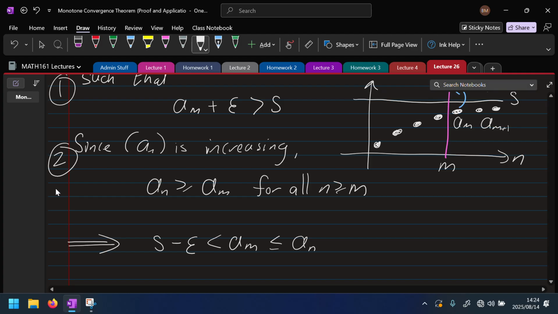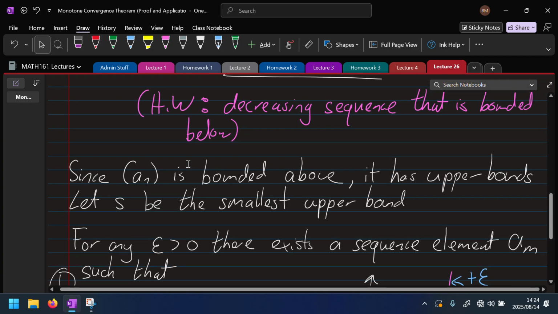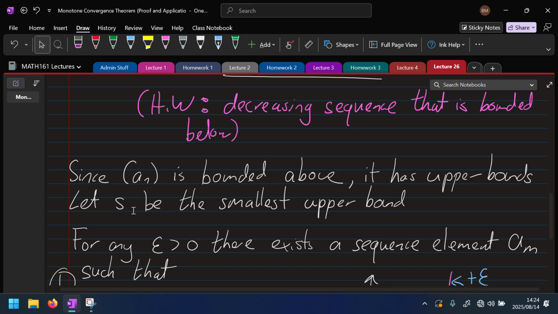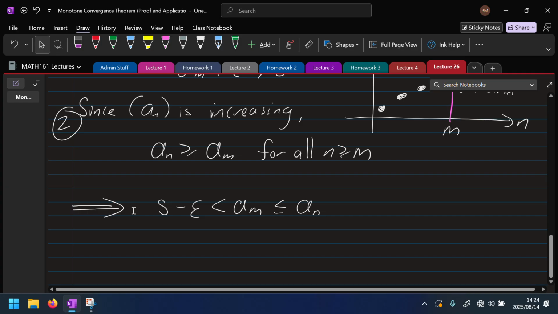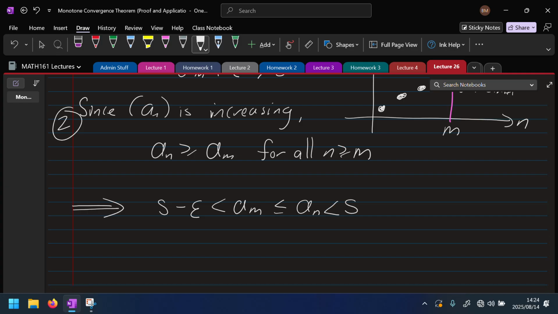But remember from the beginning, over here, S is the smallest upper bound. So it's still an upper bound, it's the smallest one. So if S is an upper bound, then every element is smaller than S, right? So in particular, this AN is going to be less than S, because S is an upper bound. And if it's less than S, it's also less than S plus epsilon. Or you could write it as less than S plus epsilon, either way.